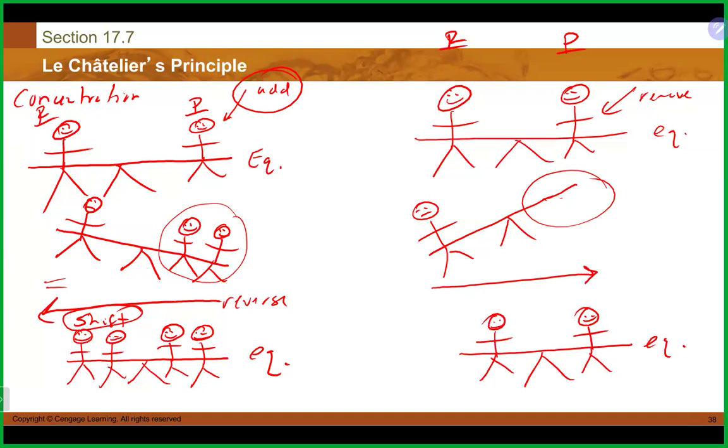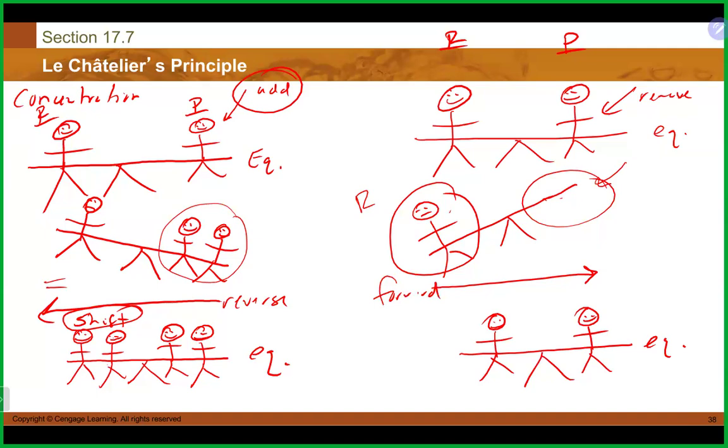So what is happening in this case? What's actually happening is when we remove products, we have a lot more reactants. And that's going to cause the forward direction to occur and shift towards it, and it's going to make more products.